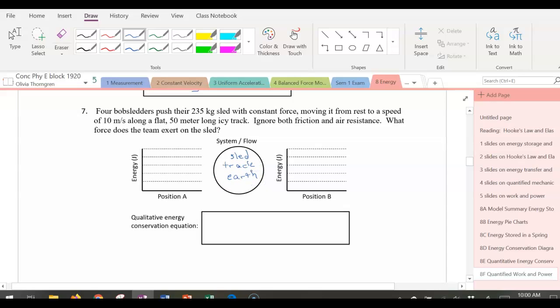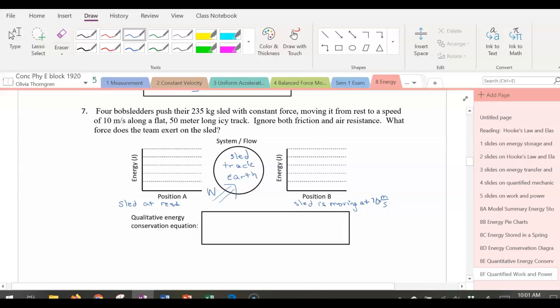We're not going to include the bobsledders in our system because we're talking about work, and so we want to see that there is work that transfers energy into this system. But let's look at it at position A. The sled is at rest. And at position B, the sled is moving at 10 meters per second.